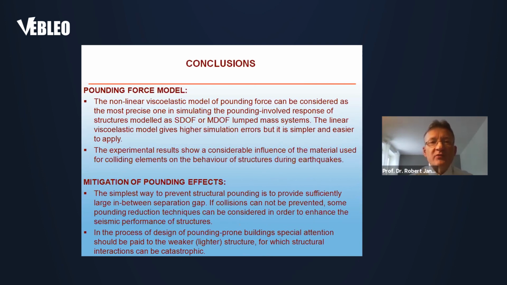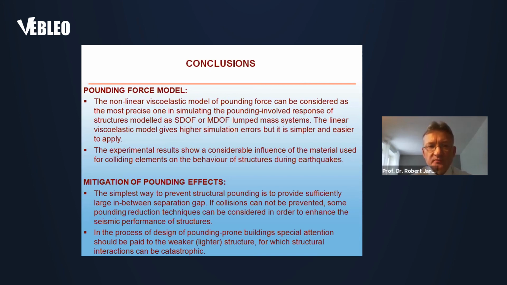In the case of pounding force models, the non-linear viscoelastic model can be considered the most precise one in simulating the pounding-involved response of structures modeled as single degree of freedom or multi-degree of freedom lumped mass systems. However, the linear viscoelastic model gives slightly higher simulation errors. On the other hand, it is quite simple and easier to apply. Also, experimental results show a considerable influence of the material of colliding elements on the behavior of structures during earthquakes.